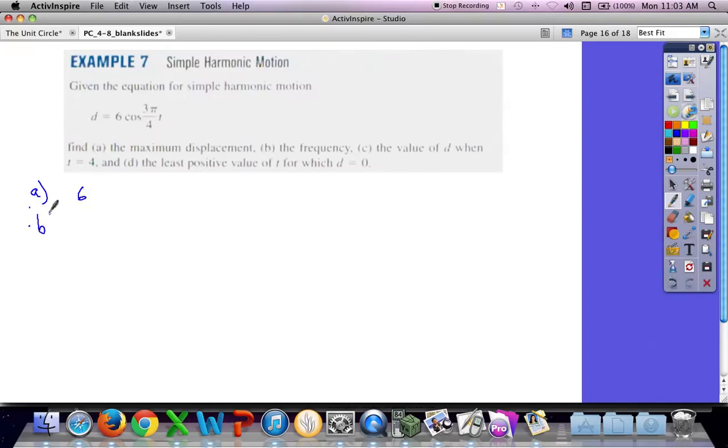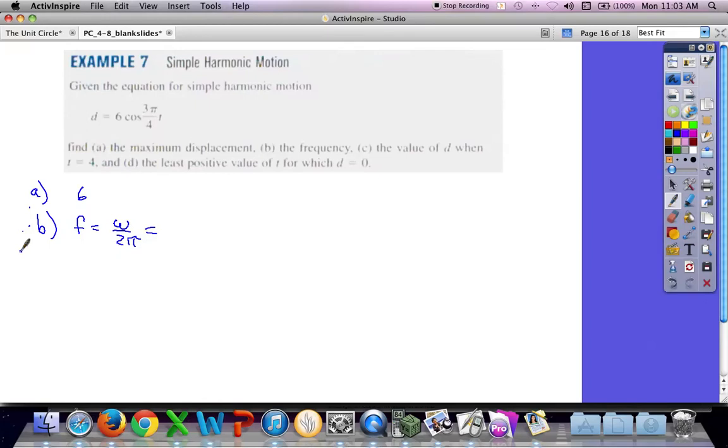B. What is the frequency? Okay, well, we don't have the period. We have a formula for frequency, so we don't really have to find the period so that we can flip it. Remember, if the period is 2 pi over omega, then the frequency, I'll just call it F, equals omega over 2 pi. So what's omega?